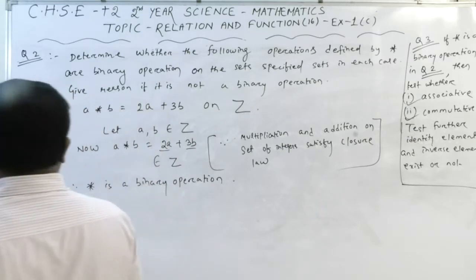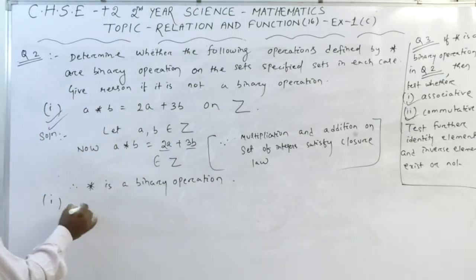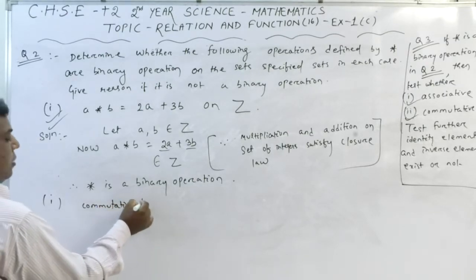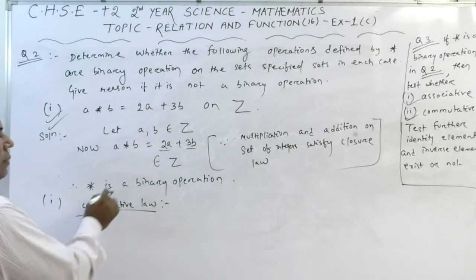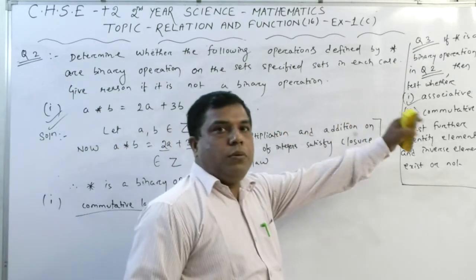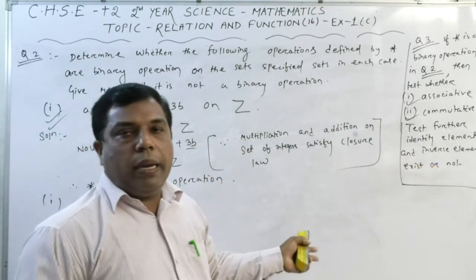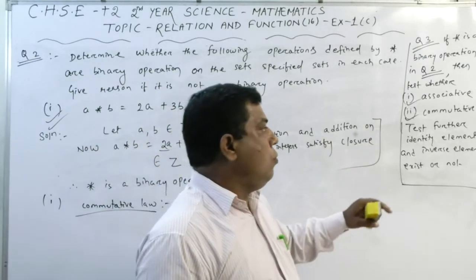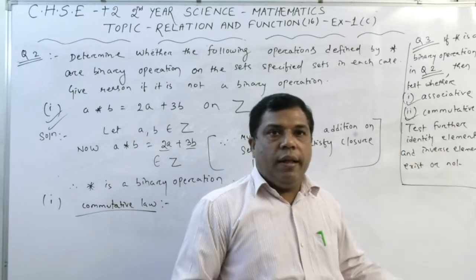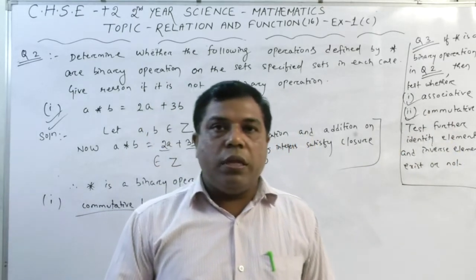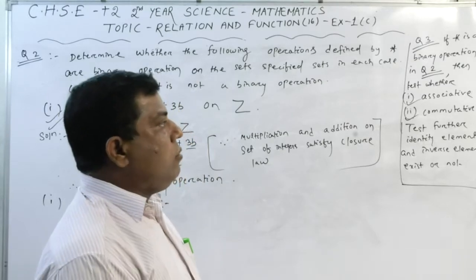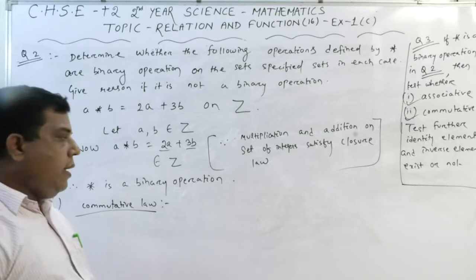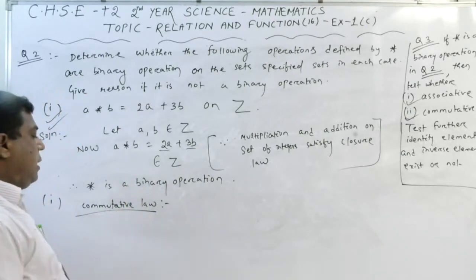First of all, I am going to check the commutative law. Now we will move to question number 3. If it is a binary operation, then we have to do that. If it is not a binary operation, then how can it be commutative? If it is not a binary operation, we don't need to move to question 3. So we will check the laws only if it is a binary operation. So now we have to check the commutative law.